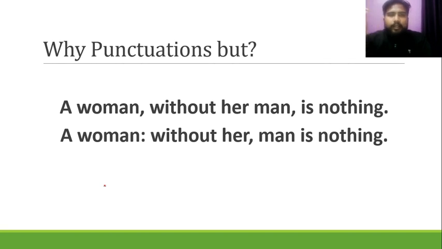Just read the first line and then the second line one after another. A woman without her man is nothing. Next part, a woman, without her, man is nothing. These two have different emotional pitch, different understanding, different way and different context. One can change a whole lot of meaning together just by moving the commas here and there.